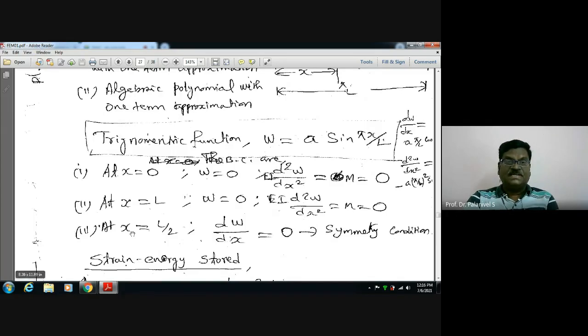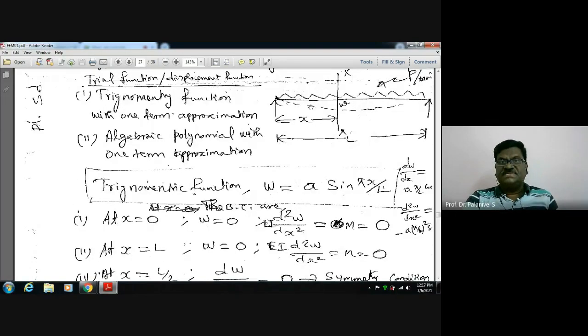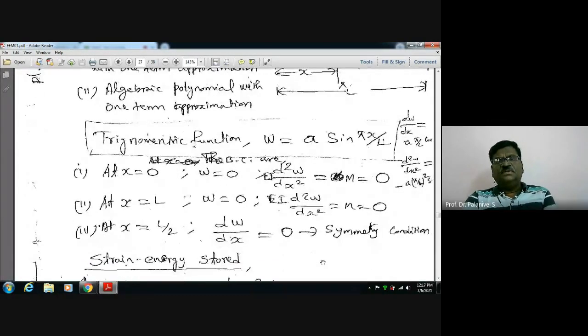Another condition we are also checking. At x is equal to L by 2, I am getting dw by dx. Substitute x is equal to L by 2 here. That also becomes 0. Symmetry condition. That is at the center. Due to symmetry, the beam bends nicely like this. The deflection is maximum at the center. Here the slope is 0. That also the chosen trial function has satisfied.